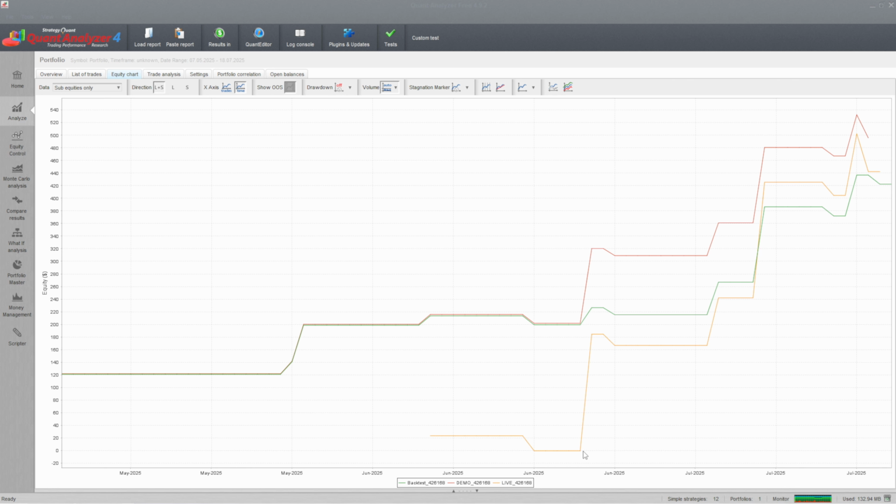Same with the live account. The live account made much bigger profits than the demo and the backtest results. Apart from this initial move back in mid-June, the rest of the chart looks pretty similar. All three lines are sort of moving at the same rate. They're all jumping up at this part here. They're all going down at this part here.